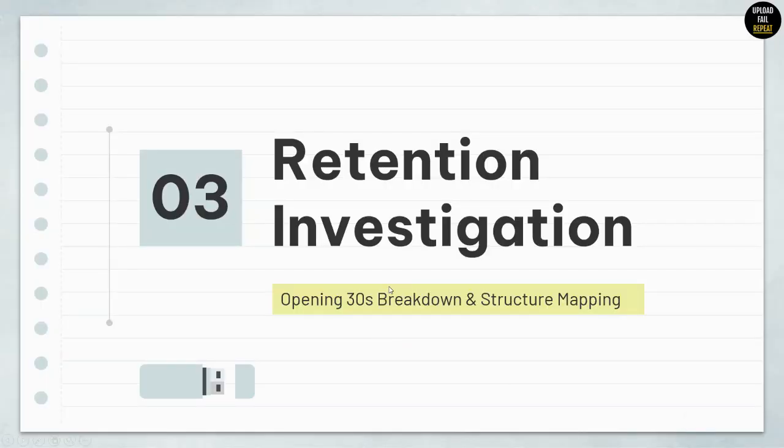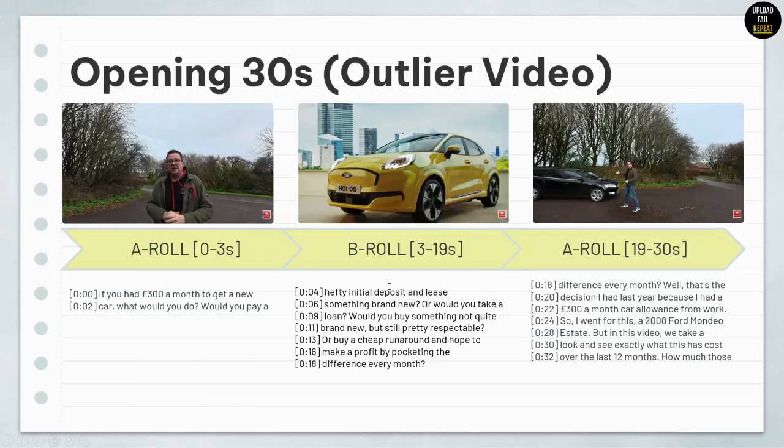Okay, so this is the first 30 seconds of the video. So how is the video structured? Essentially it is an A roll for the first 3 seconds, followed by a B roll, looking at footage of cars, picked up from the internet or from general footage, and then followed by an A roll again between 19 and 30 seconds. So a relatively simple structure, very clean, very neat, easy to follow, and very engaging.